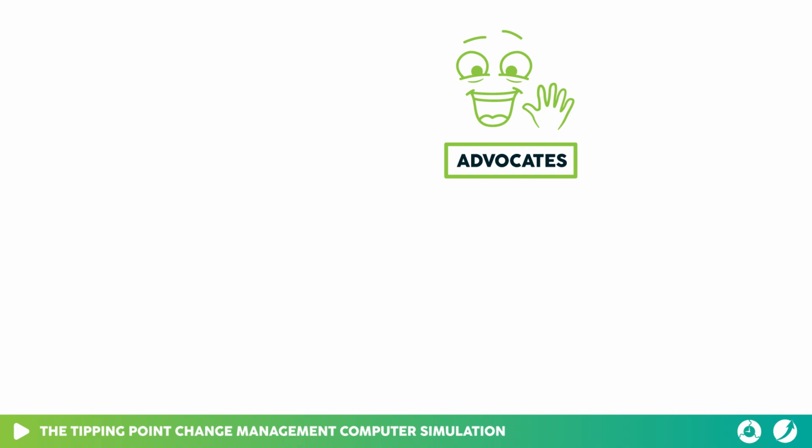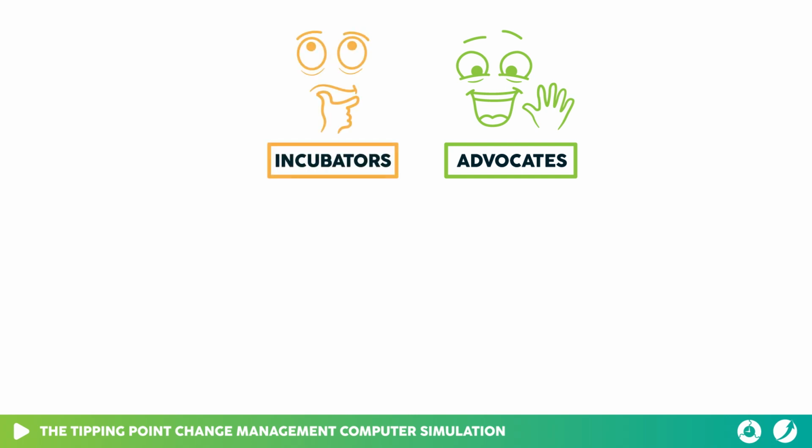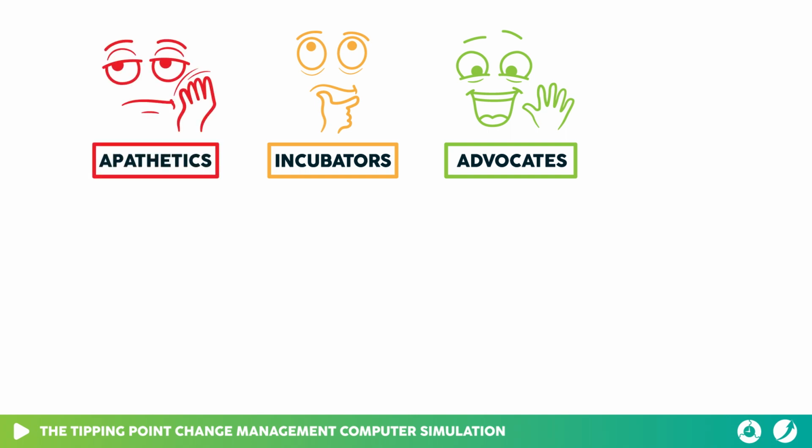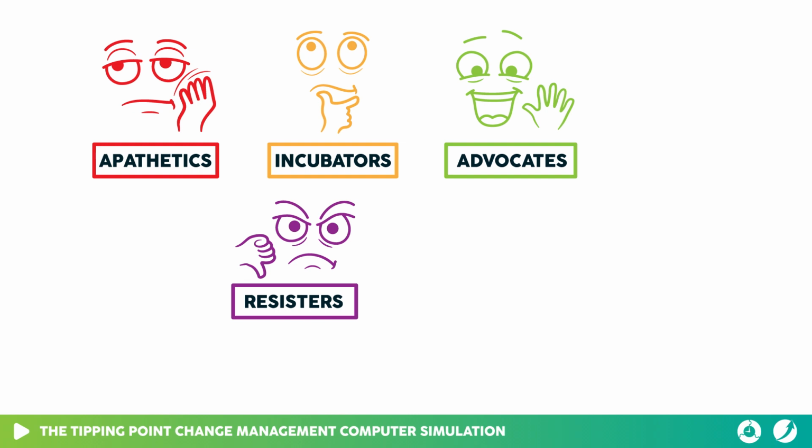Advocates have expertise in the area to be changed and recognise its potential value. Incubators are thinking about the change and trying to understand what it could bring. Apathetics are uninterested in the change, and they may perceive it as a flavour of the month, or they might just not have heard about it. Resistors are working either covertly or overtly against the change.